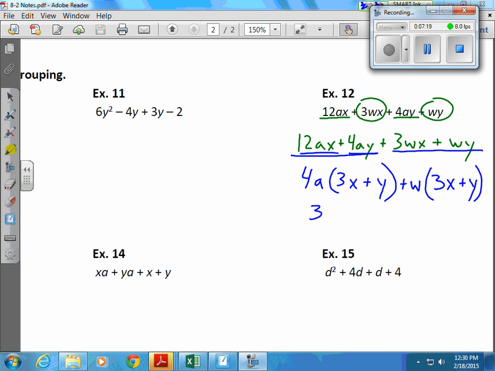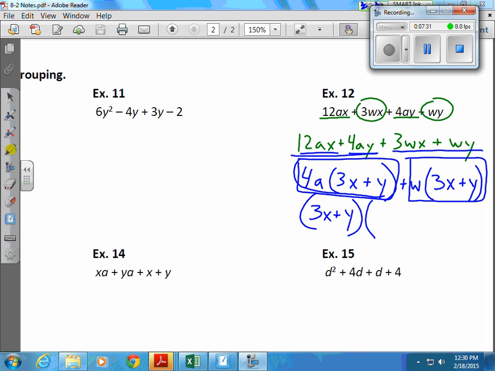So if I factor out a 3x plus y from this term and this term, if I divide this term by 3x plus y, I'm left with 4a, and if I divide this term by 3x plus y, I'm left with plus w. So that's factored.